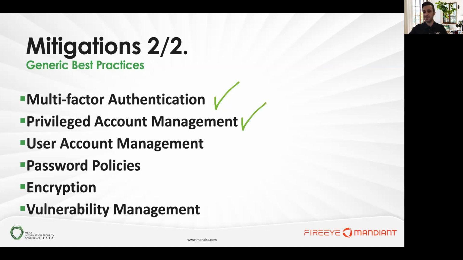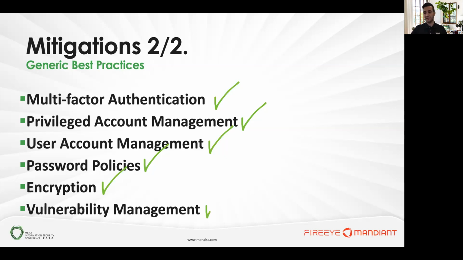User account management. Don't allow, for example, a domain user to be in a local administrator group on multiple systems. Password policies. You need to be ready sometimes to respond to SSH hijacking attacks. So you need to ensure that the SSH key pairs have strong passwords. Definitely encryption is also important. You need to enforce strong encryption for sensitive internal communications.